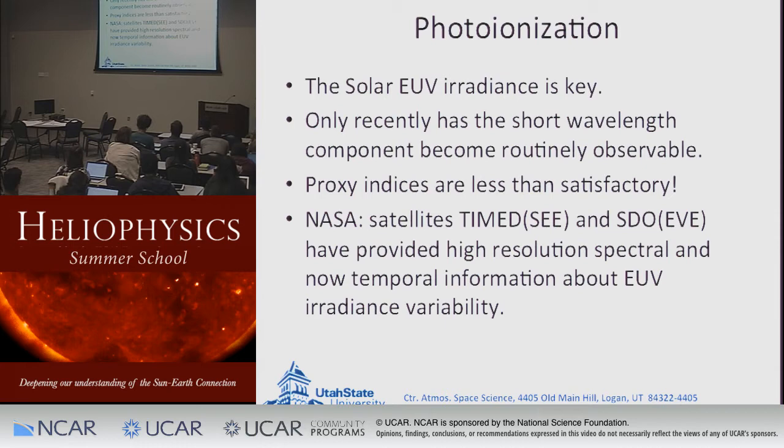Okay, so photoionization, the solar EUV irradiance is key. Only recently has the short wavelength component become routinely observable. Now, what we mean by that is our solar spectrum, the EUV that we're familiar with, goes from maybe 10 nanometers up to maybe 120 nanometers. We include Lyman alpha, which does most of the ionizing in that solar cycle dependence that we put up at the beginning.